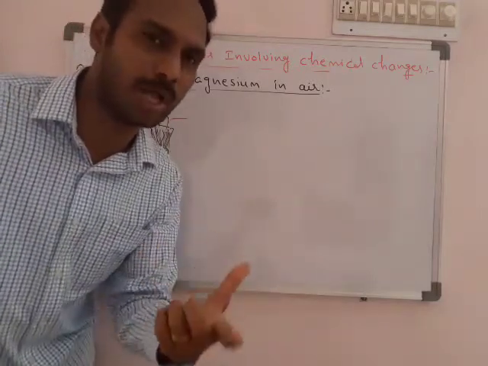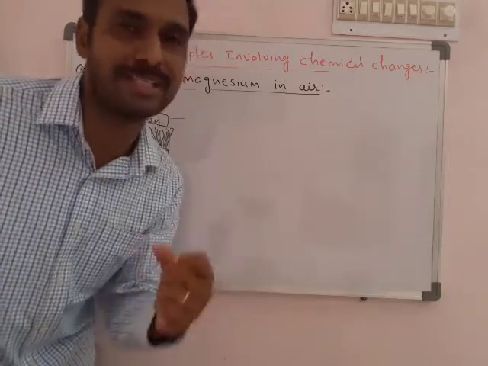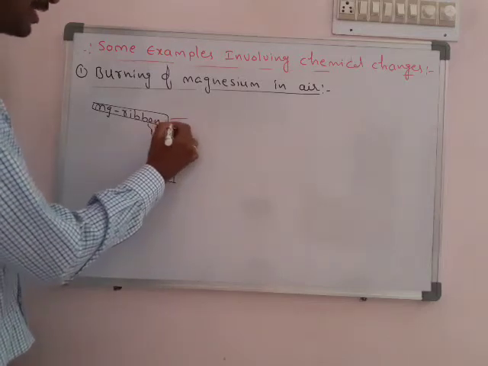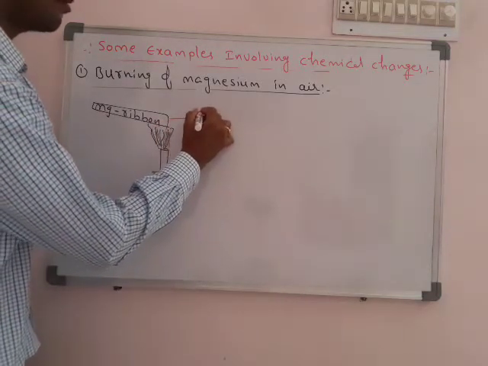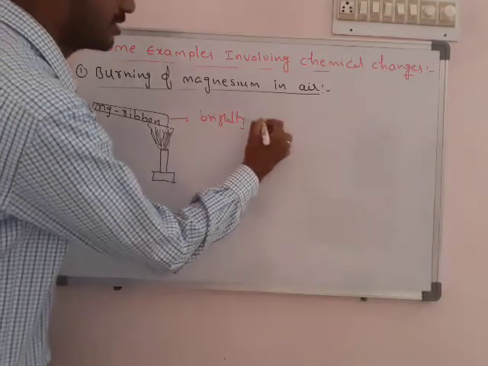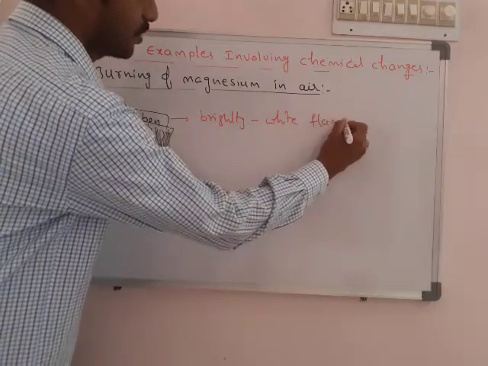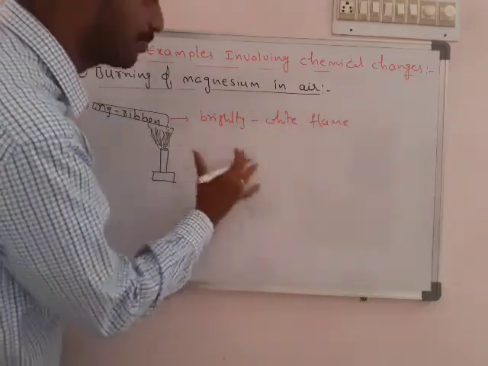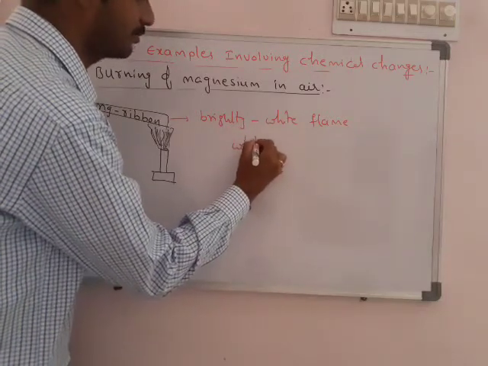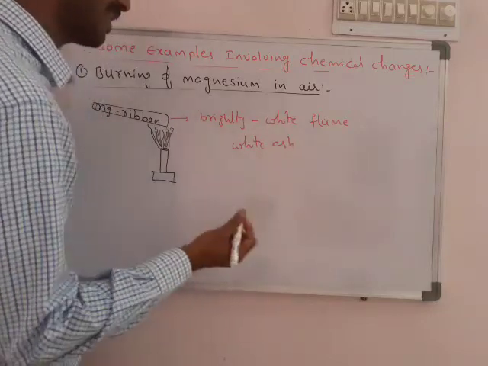If you see the carbon compounds, they form black color ash, but magnesium forms white color ash. On heating, the magnesium burns very brightly, forming a white color flame. The white flame is very bright, though finally it forms a white color ash. So what is the chemical reaction?